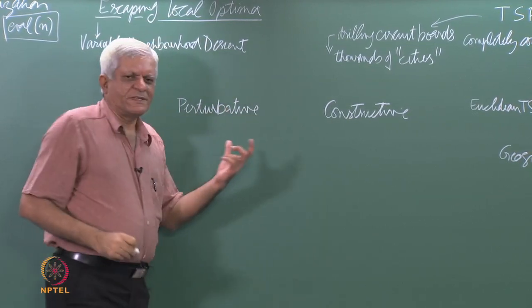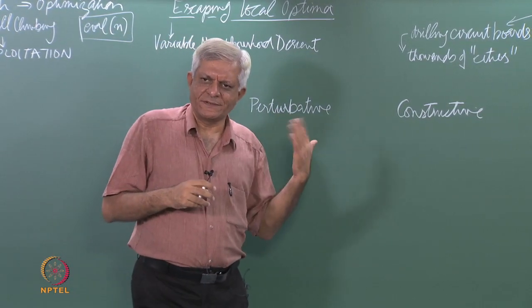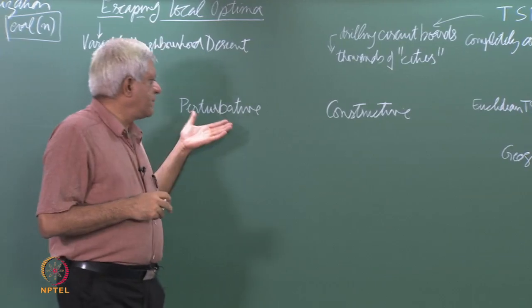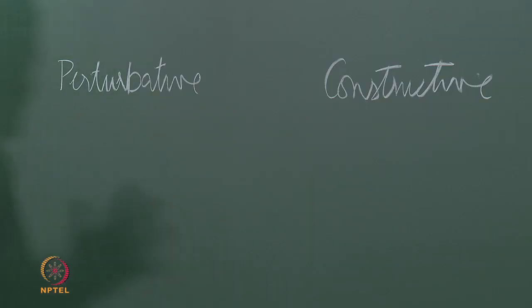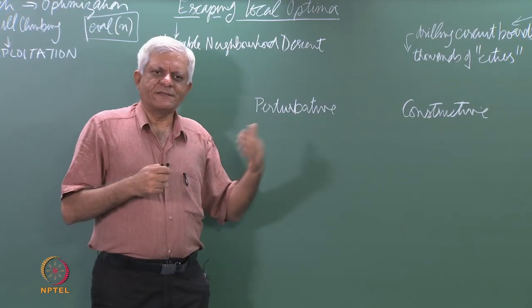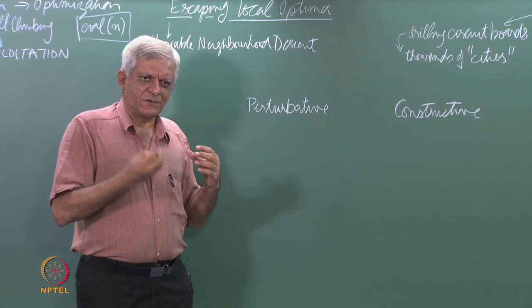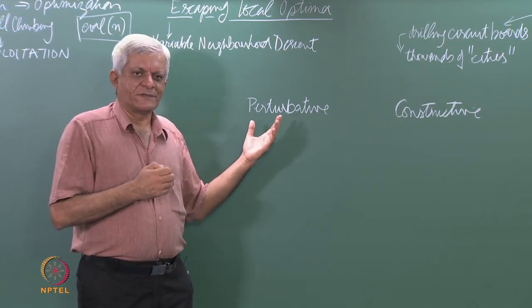So, in constructive methods we construct a solution bit by bit, and that is the whole state space search that we started with. In perturbative methods we take a candidate solution and perturb it to look at another candidate solution. We did this for SAT, for example. We said that any bit string is a candidate solution, then you can change some number of bits, which is the perturbation you are doing, and look at other solutions.